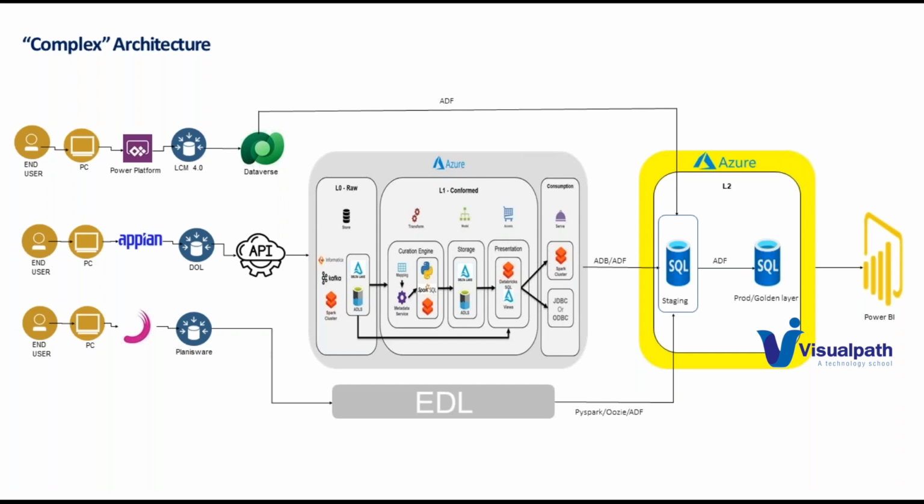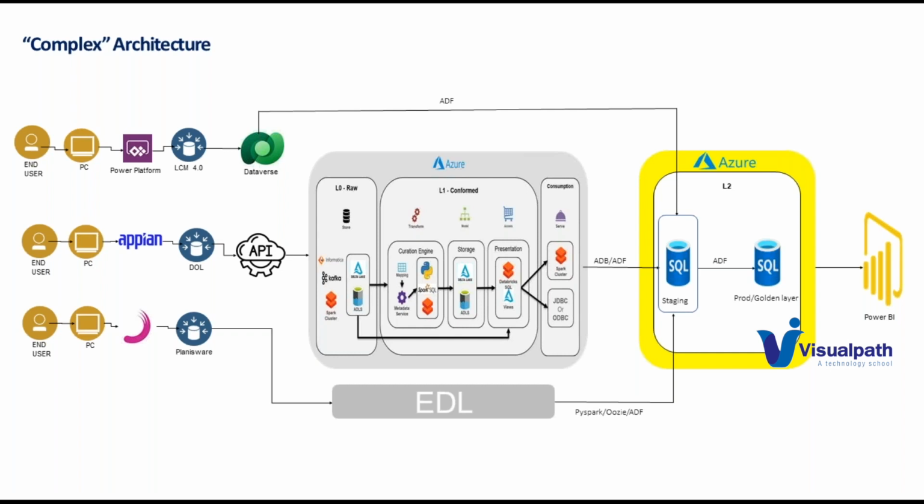When you go to this big box in the middle, there is L0, L1, and then the consumption layer. In L0 we are using Kafka and Informatica, and we are also using Spark. Maybe a few of you are not aware of these because some of you are from different backgrounds, but I'm bringing this to help you understand what we are doing here. We are using Informatica, Kafka, and a Spark cluster, and here is the ADLS, Azure Data Lake Storage.